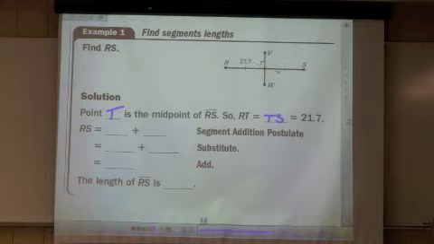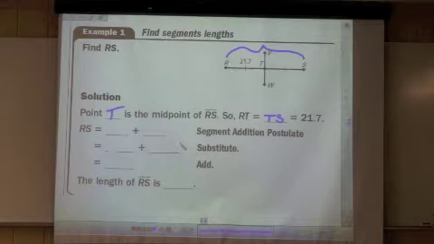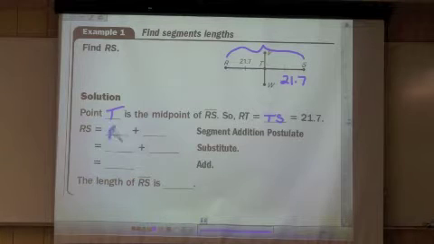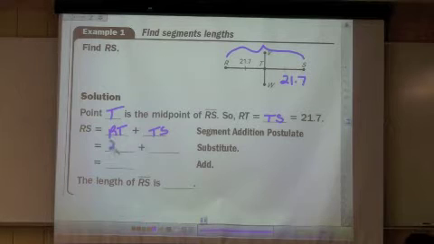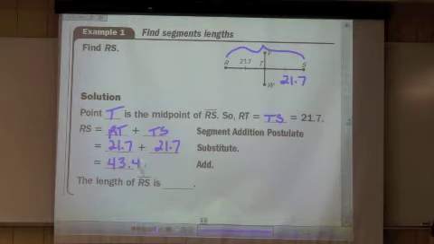So if we're trying to find the length of RS, the whole thing, that's not too bad. What do we got to do? We know if this is 21.7, we just said this is 21.7, so how do we finish it off there? Add them. Yeah, we just add them up. We take RT plus TS, take the two segments added together, so 21.7 plus 21.7, and who's good with their mental math there? What'd you say? 43.4. You got it. The length of RS is 43.4.